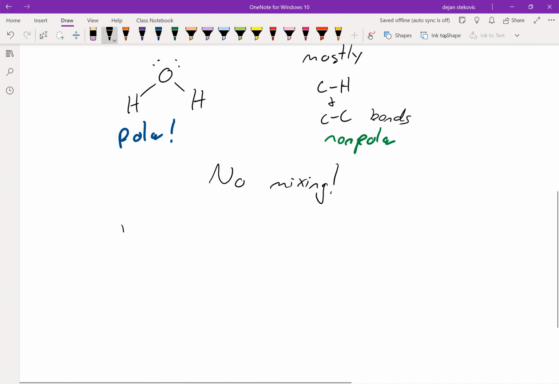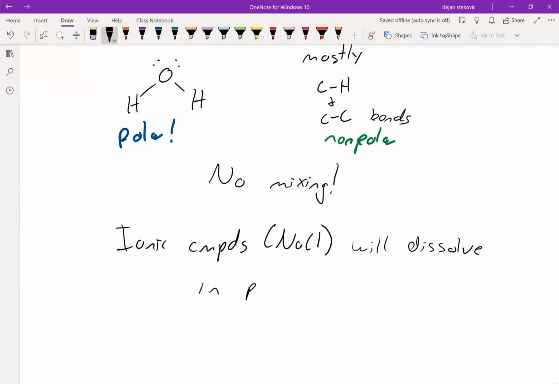Note that ionic compounds, we can think of them as kind of superpolar, like NaCl, because we have a full-on charge there. So they will dissolve in polar compounds. For example, table salt, NaCl, will dissolve in water, right? You can make salt water, but if you try to put some NaCl in some oil, it's not going to dissolve away, because the salt, you can think of that as very polar and the oil as nonpolar, so they do not mix.